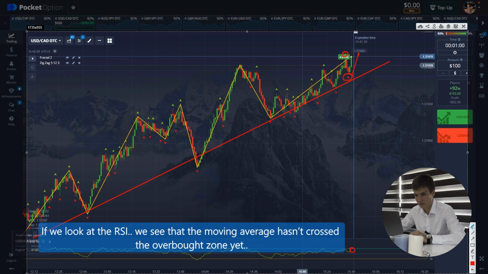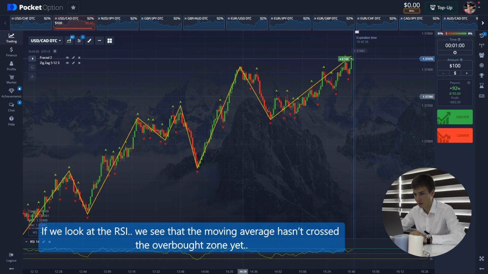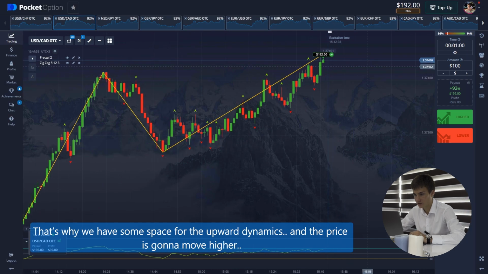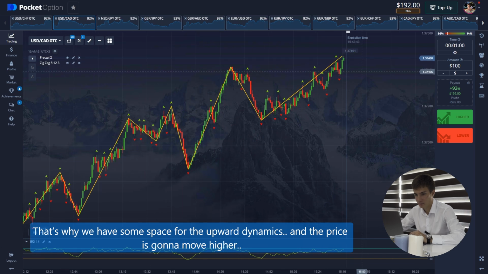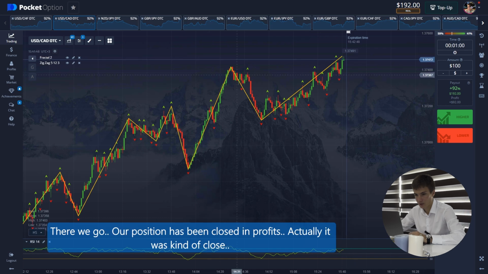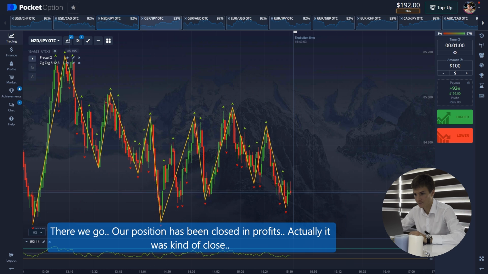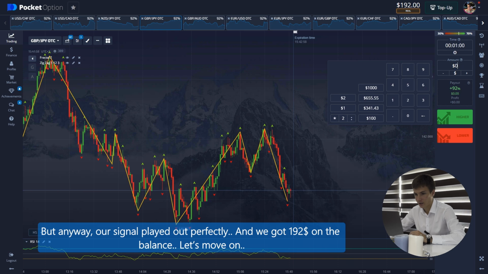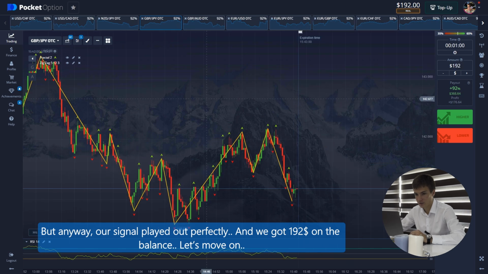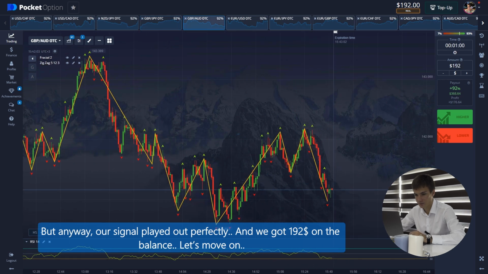If you look at the RSI, we see that the moving average hasn't crossed the overbought zone yet. That's why we have some space for the uptrend dynamic, and the price is gonna move higher. And there we go. Our position has been closed in profit. Actually, it was kind of close. By the way, our signals played out perfectly, and we've got $192 on our balance. Let's move on.